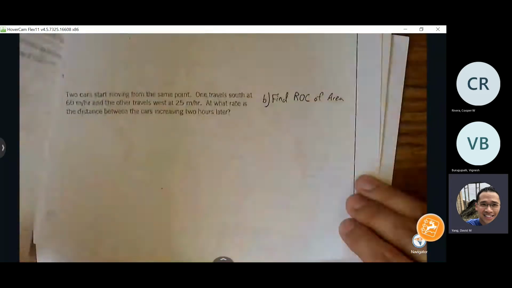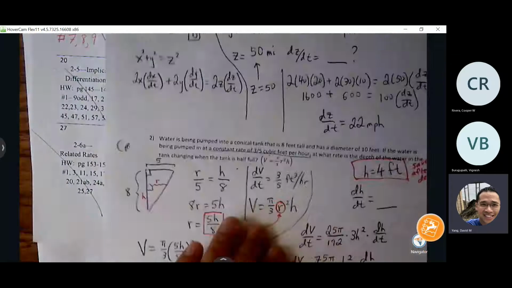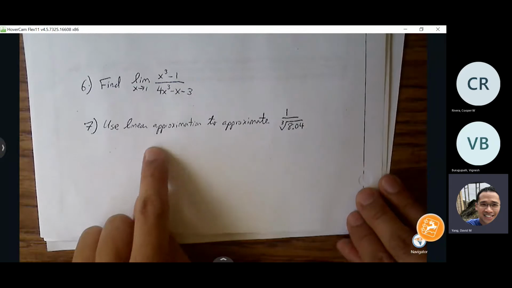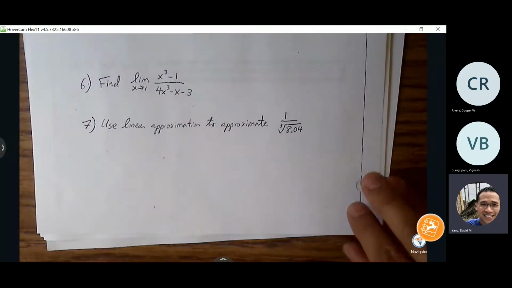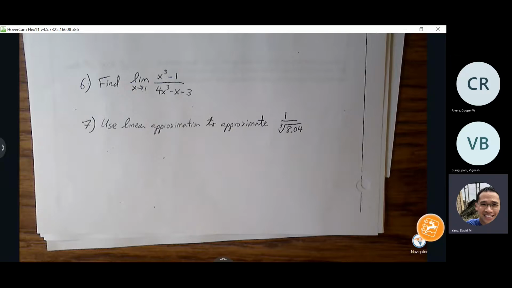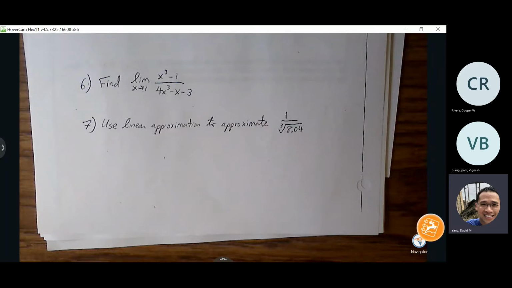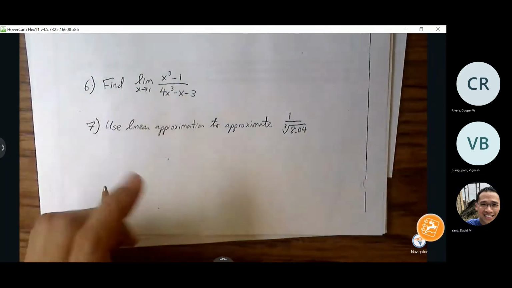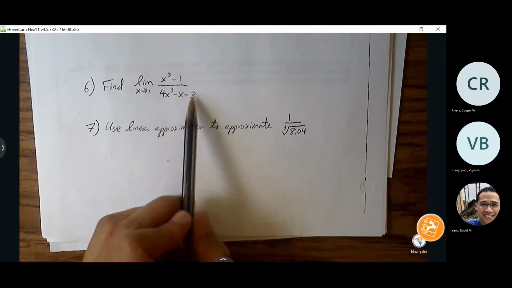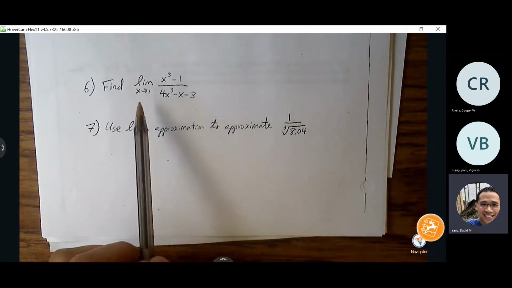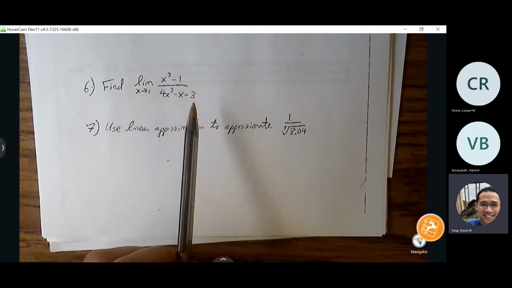All right, so let's skip over then to the related rates test review. And let's look at 6 and 7. We'll do a linear approximation here and we'll do a limit problem here. Okay, so limits. What's the first thing we do regardless? Plug in the 1. Let's see what's happening there, right?